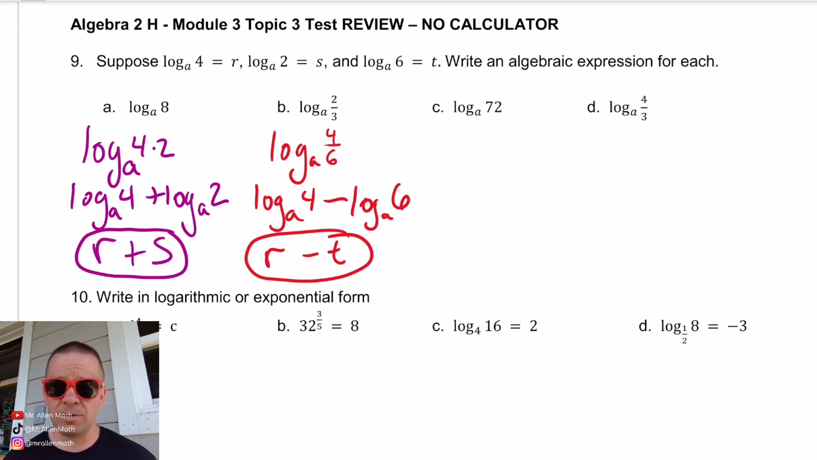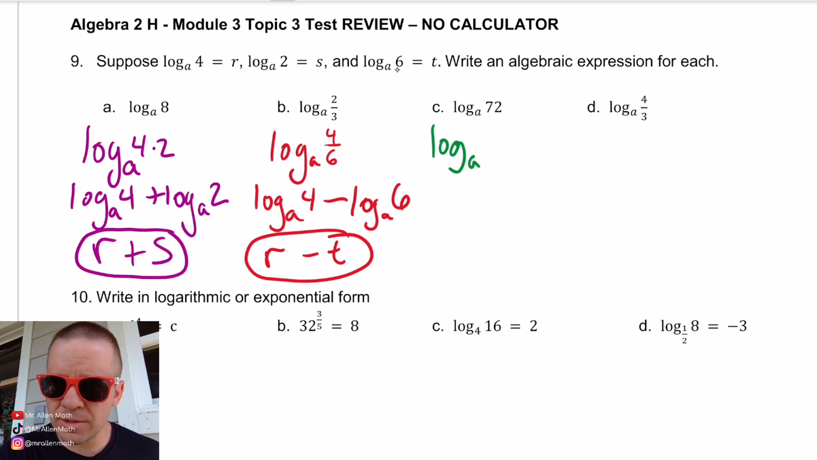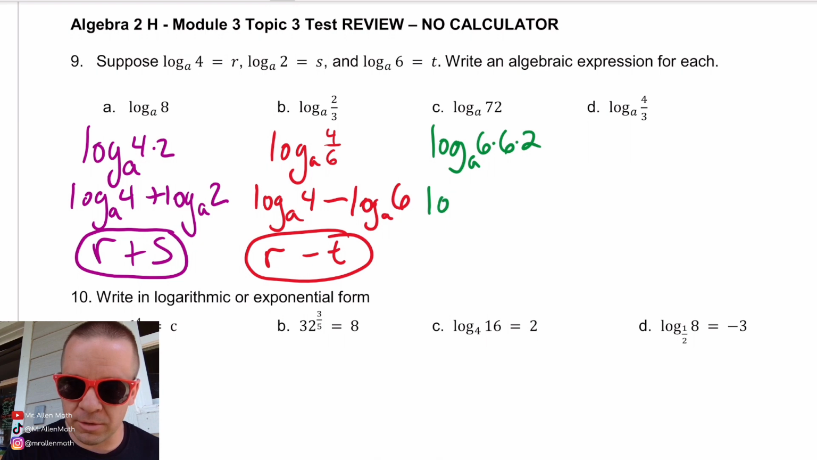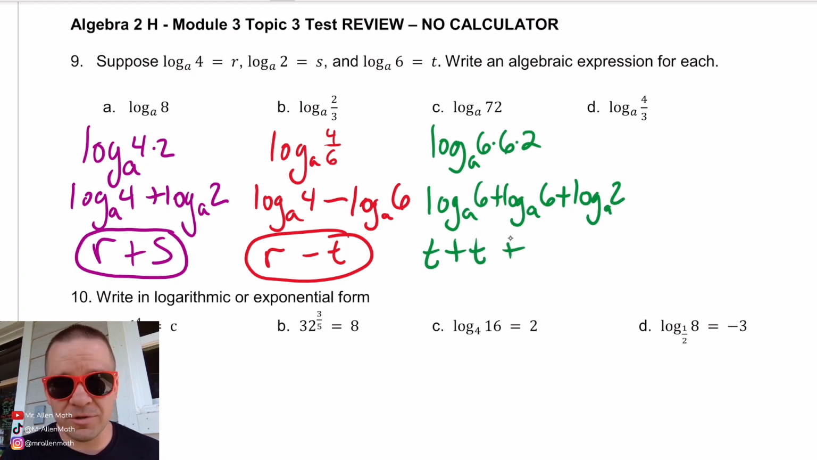All right, 72. Check this out. I got log base A of, now 6 times 6 is 36 times 2. Very good. We can even do 6 squared if you'd like. But this time what I'll do is log base A of 6 plus log base A of 6 plus log base A of 2. Log base A of 6 is T, so we got T plus T, and then log base A of 2 is S, so we got 2T plus S.